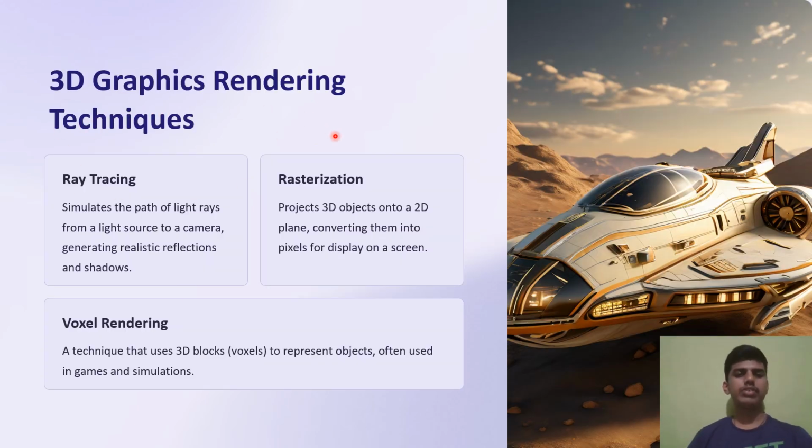The next one is 3D graphics rendering techniques. The first one is ray tracing. Ray tracing simulates the path of light rays from a light source to a camera, generating realistic reflections and shadows. The second one is rasterization. Rasterization projects 3D objects onto a 2D plane, converting them into pixels for displaying on a screen. The third one is voxel rendering. Voxel rendering is a technique that uses 3D blocks to represent objects, often used in games and simulations.